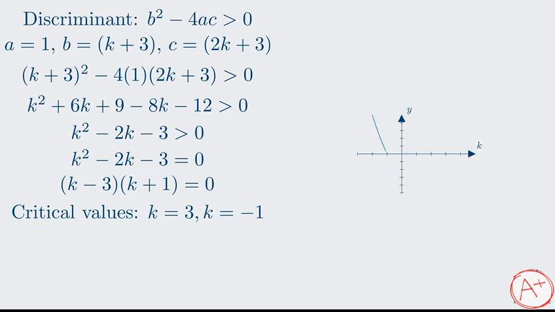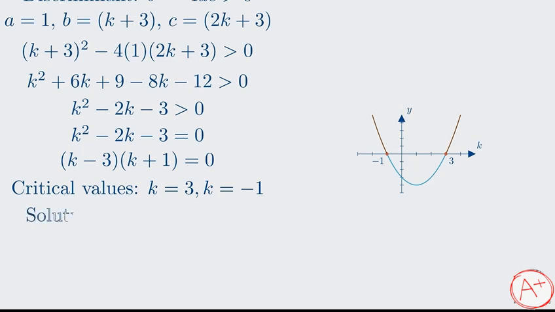Next, we sketch the graph. Since the k squared term is positive, it is a U-shaped parabola. The inequality is greater than 0, so we look for the regions outside the roots. The final solution set is k is less than -1, or k is greater than 3.